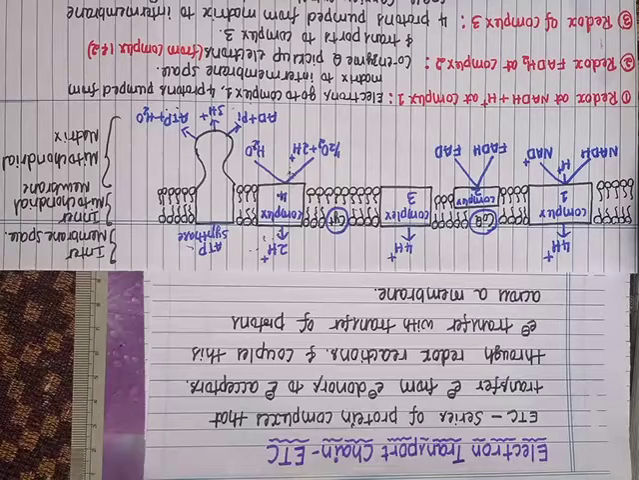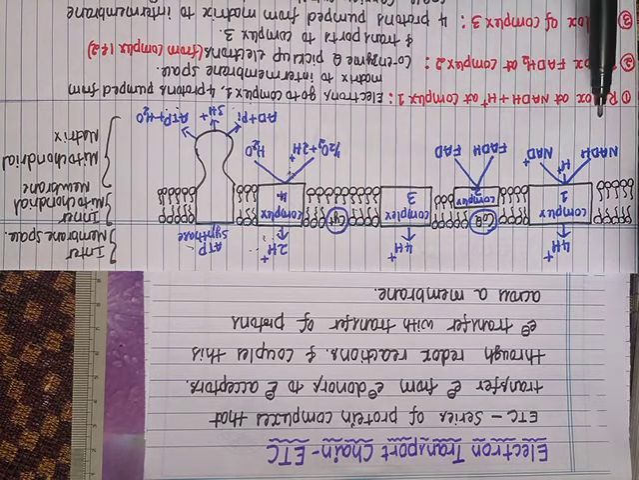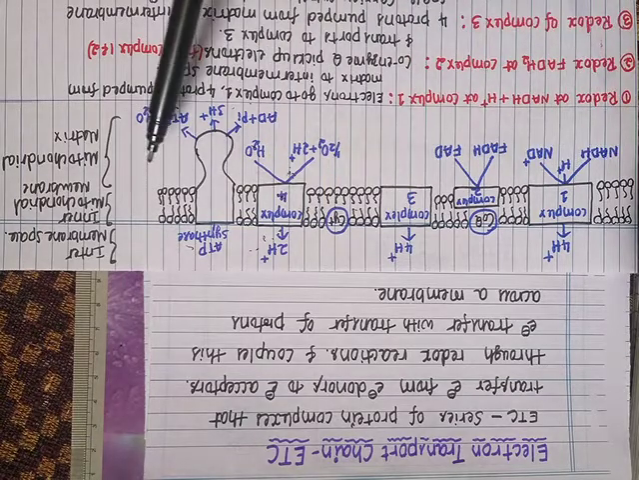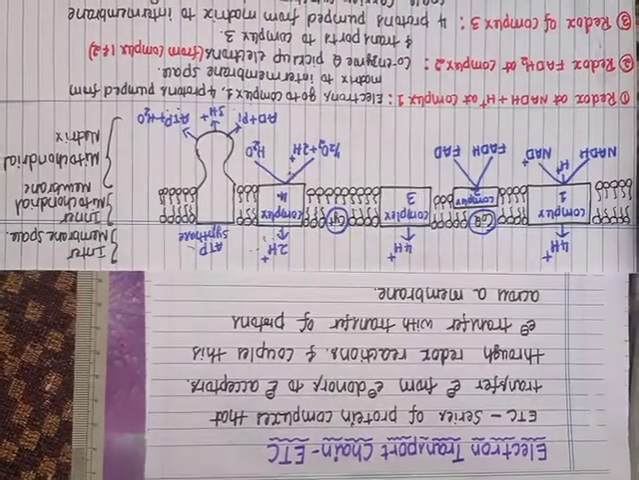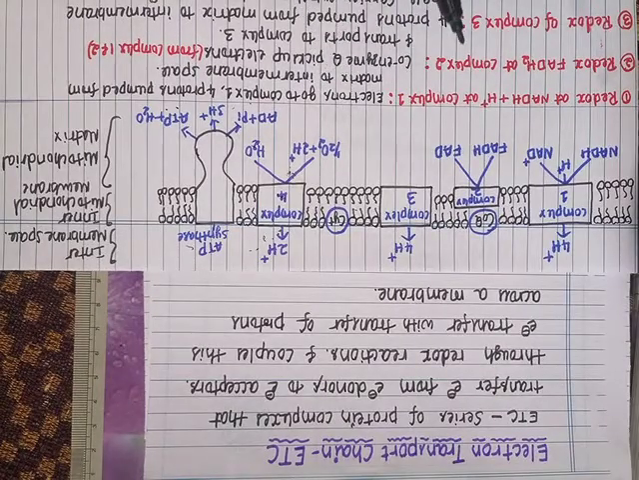Hello dear students. In today's class, let us discuss the mitochondrial electron transport chain. Here you can see the electron transport chain. It is a series of protein complexes that transfer electrons from electron donors to electron acceptors through redox reactions.